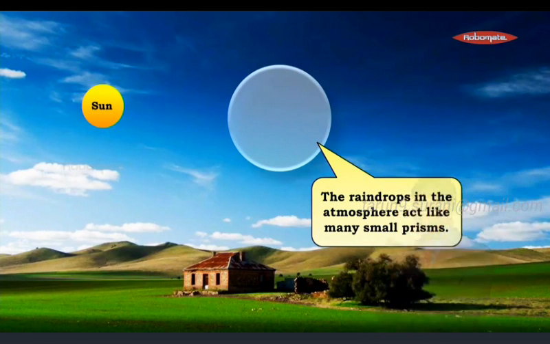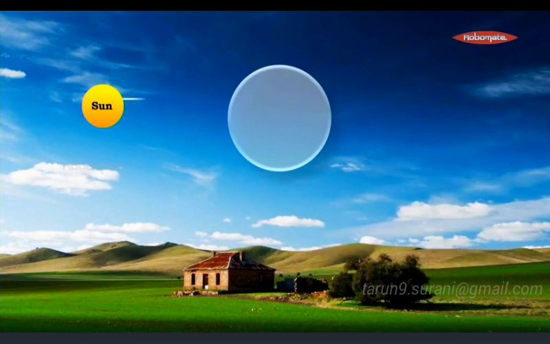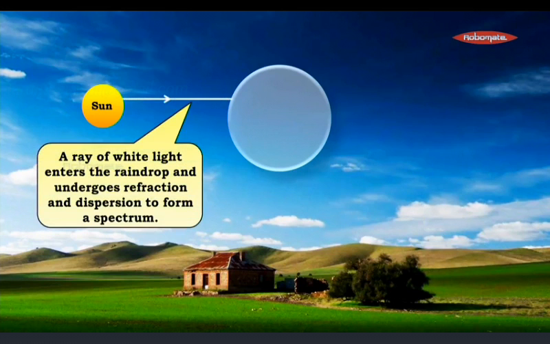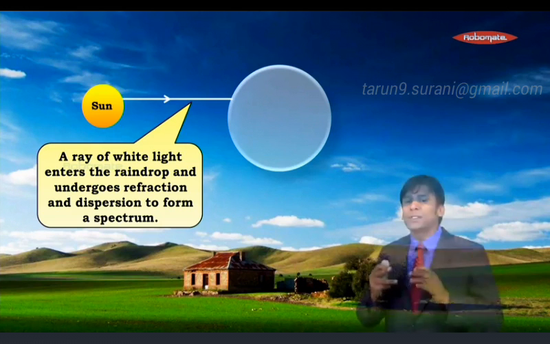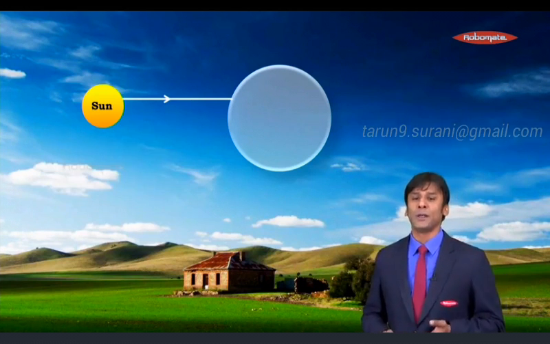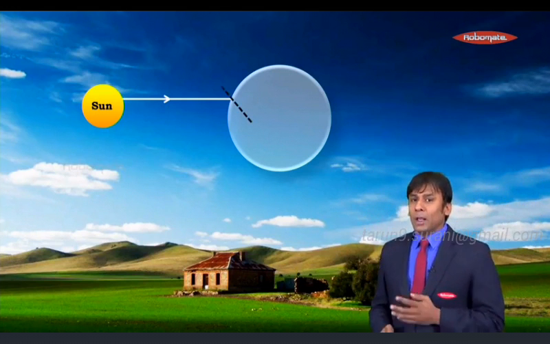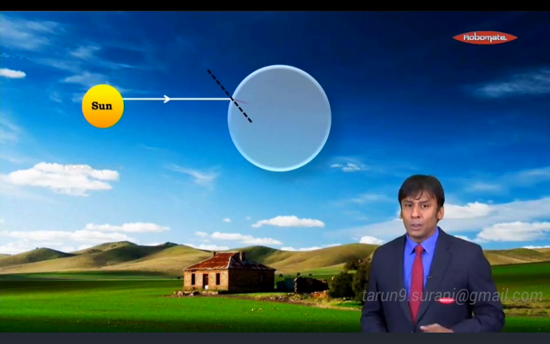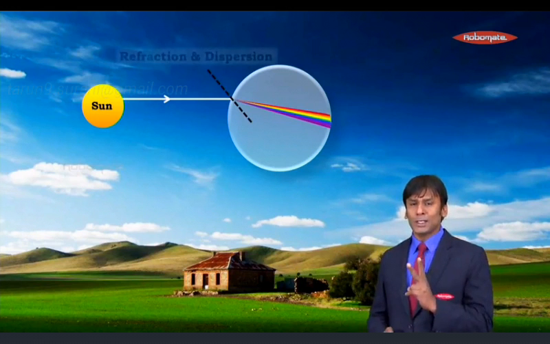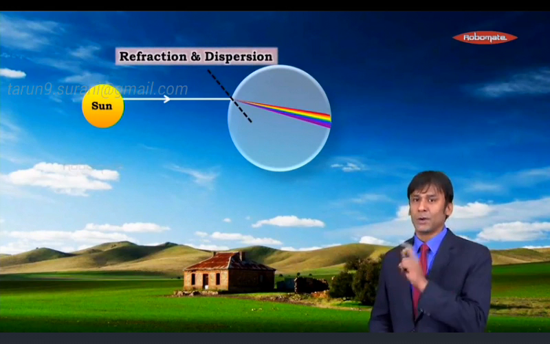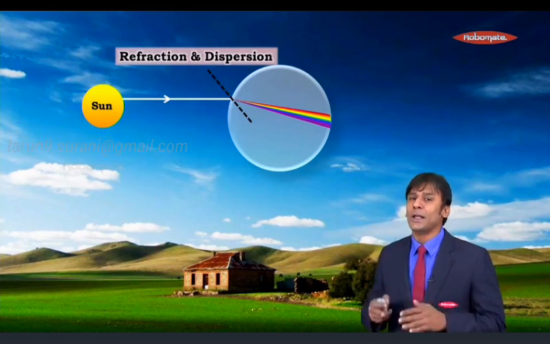So we have our raindrop and we have the sun. Now we know that sunlight is white light, and white light is nothing but a combination of 7 different colors. So a ray of white light enters a raindrop. Now when it enters, the first thing that will happen is it will undergo refraction and dispersion simultaneously to form a spectrum. So here you can see when the light is entering, if I make a normal, the light will bend towards the normal. Two things are happening. First is refraction and simultaneously there is dispersion.